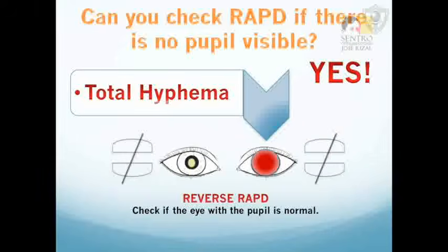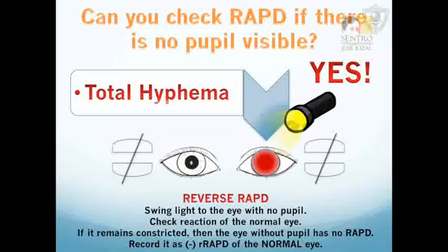It is still possible to check for RAPD if there is no pupil visible or if one eye has a non-reactive pupil. For example, if the patient has a total hyphema in one eye, you can still check for reverse RAPD. First, check if the eye with the pupil is normal. Swing the light to the eye with no pupil and check the reaction of the normal eye. If it remains constricted, then the eye without pupil has no RAPD. Record it as negative reverse RAPD of the normal eye.